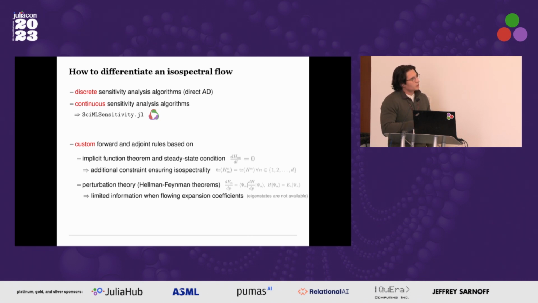A second approach would be based on formulating the eigenvalue problem and applying perturbation theory. In this case, we have to be careful not to include any computations which involve the eigenstates. We know that we don't have access to the eigenstates, or else if we do, it's going to be intractable. So we have to formulate this method in a way which only uses the limited information we have when flowing the expansion coefficients, if we do these approximations.